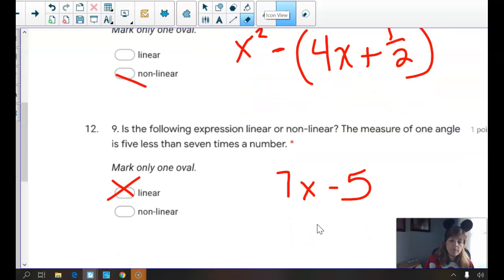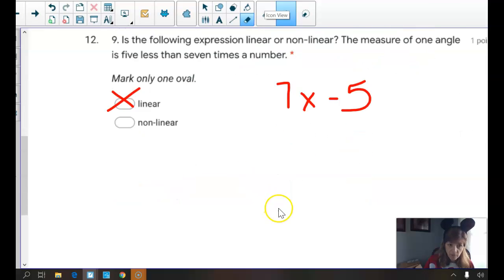For the next one, for number 9, you have 7x minus 5. Notice that exponent is a 1. Therefore, it is linear. That's all you have to look for.